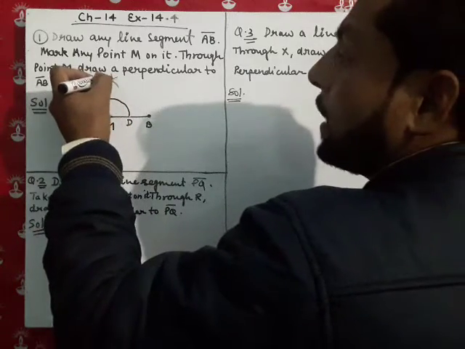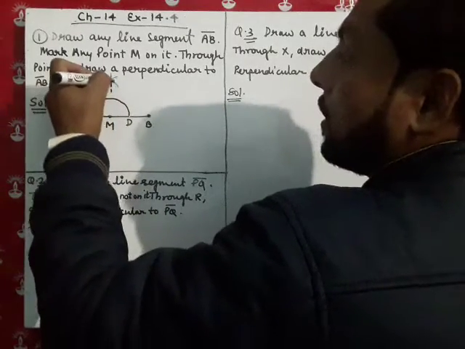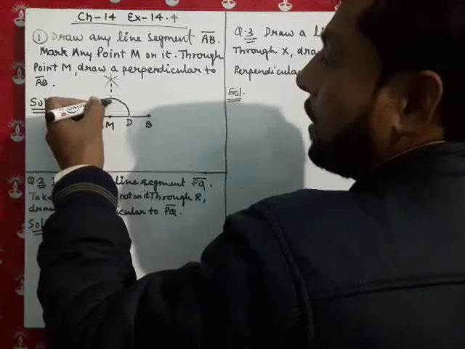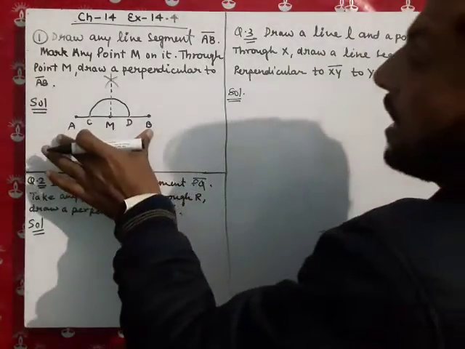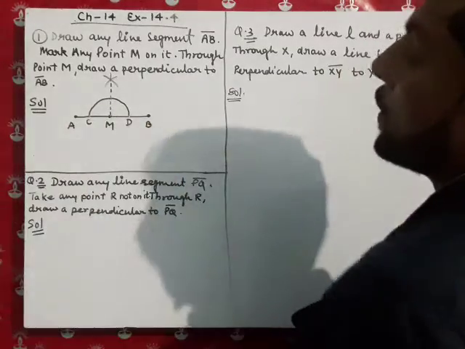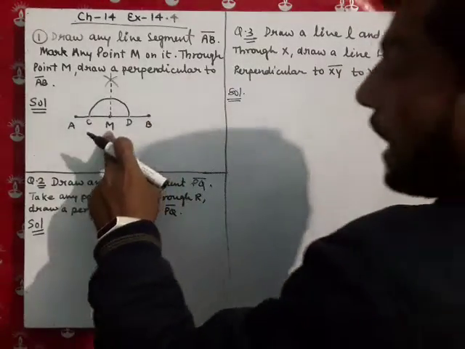And now you have to join this intersecting point to the M. So this will be the perpendicular that is drawn to the AB. So this is the perpendicular to AB from the point M.